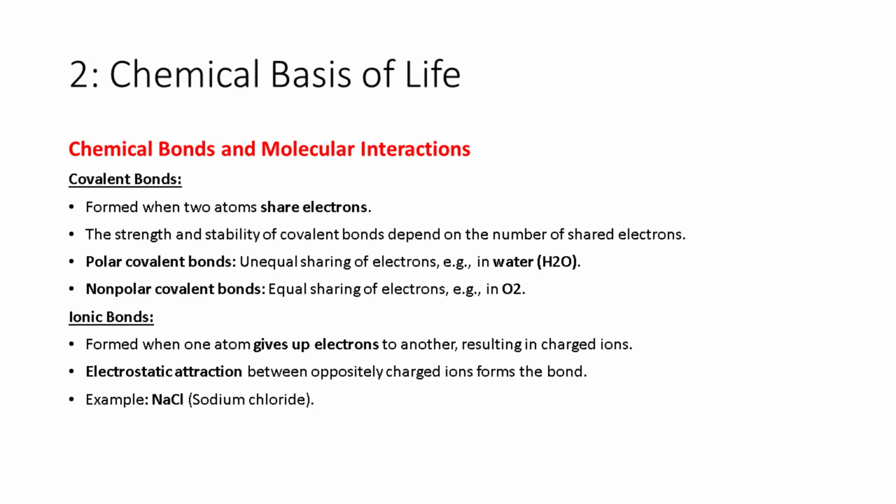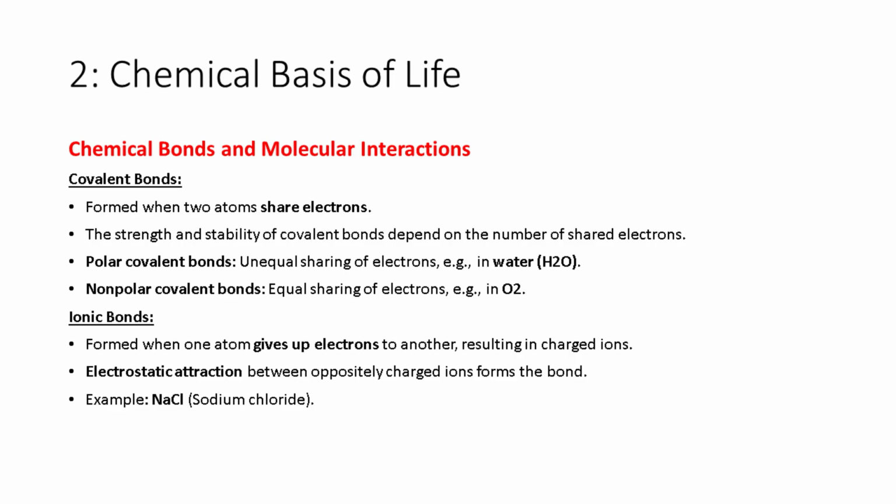1. Covalent bonds, formed when two atoms share electrons. The strength and stability of covalent bonds depend on the number of shared electrons. Polar covalent bonds: unequal sharing of electrons, for example in water, H2O. Non-polar covalent bonds: equal sharing of electrons, for example in O2.